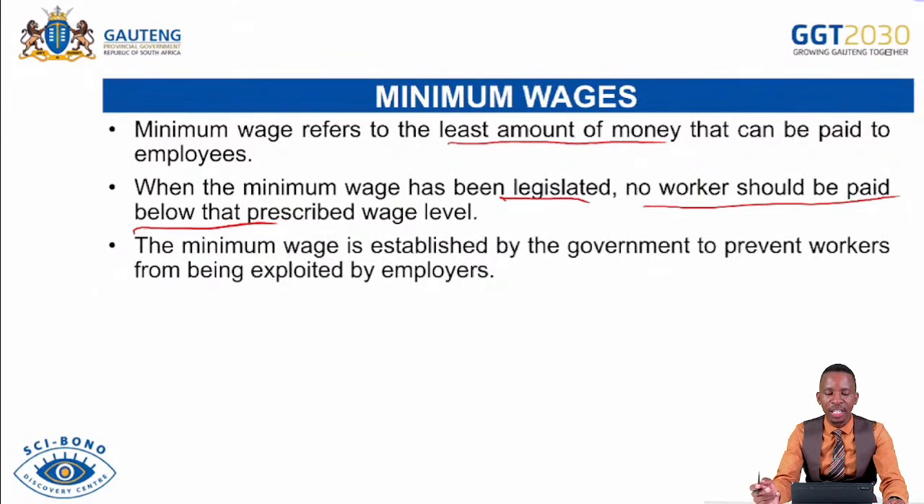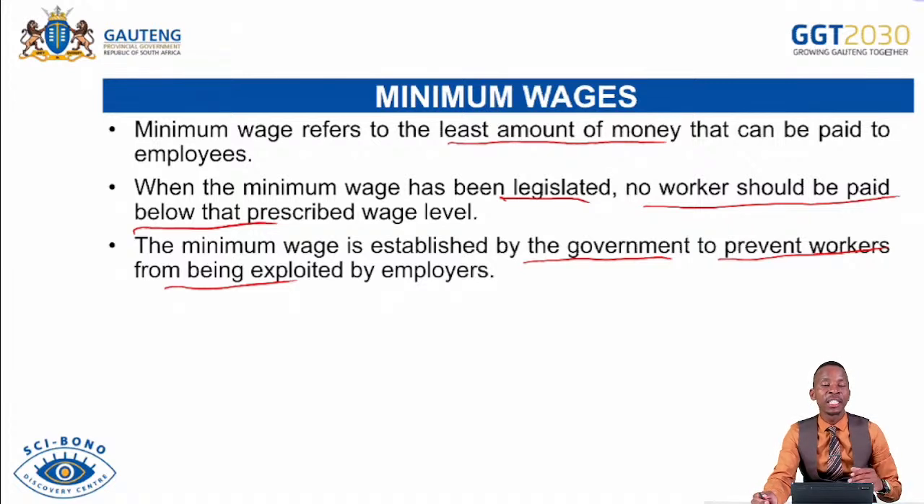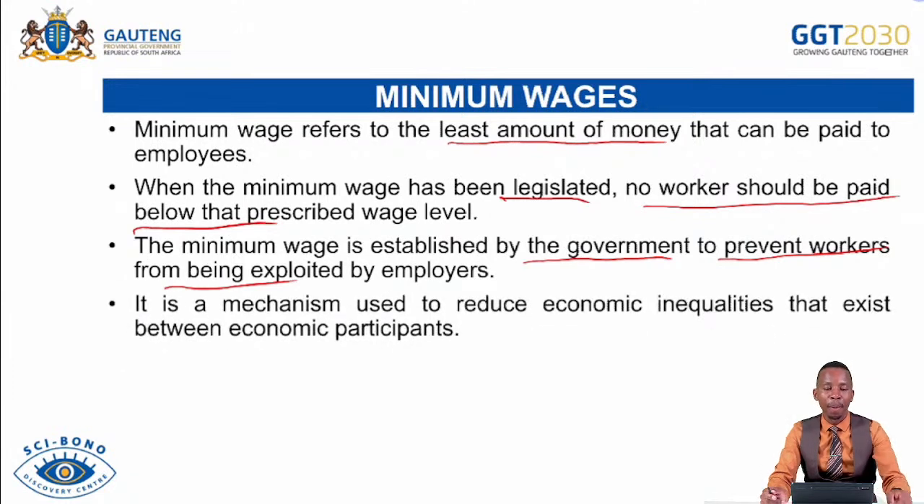The minimum wage is established by the government to prevent workers from being exploited by employers. We know that some employers exploit workers by paying them lower salaries. So in this case, minimum wage is legislated by the state to ensure that workers are not exploited by producers through lower salaries. It is a mechanism used to reduce economic inequality that exists between economic participants.